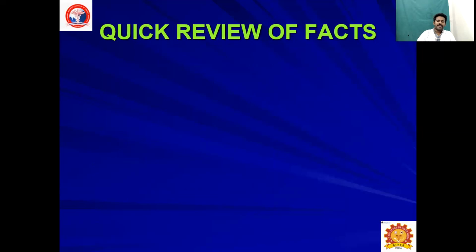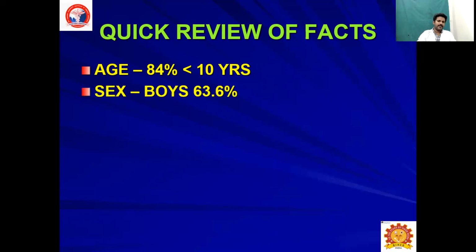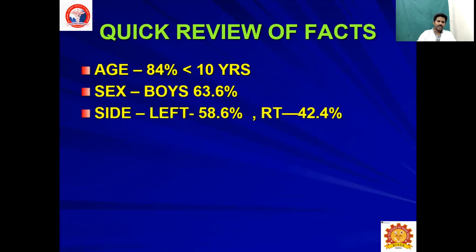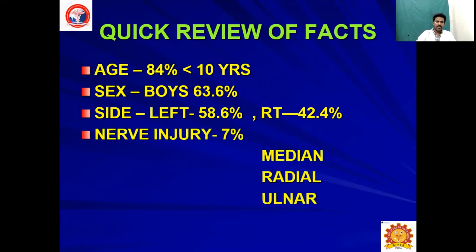Quick reviews and facts regarding the fracture. It is 84% commoner in children less than 10 years. When you compare by sex, it is more common in boys than in girls. By side, it is more common on the left side rather than the right side. The left side accounts for 58% and the right side accounts for 42%.